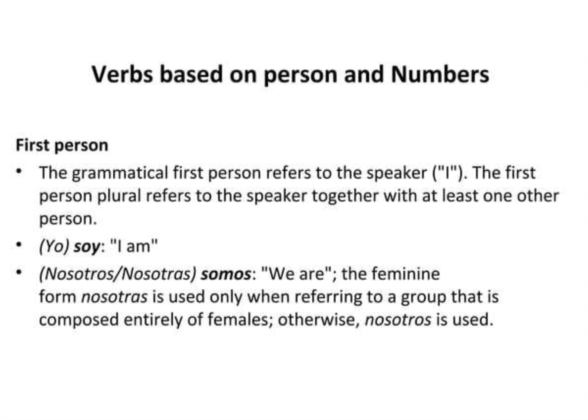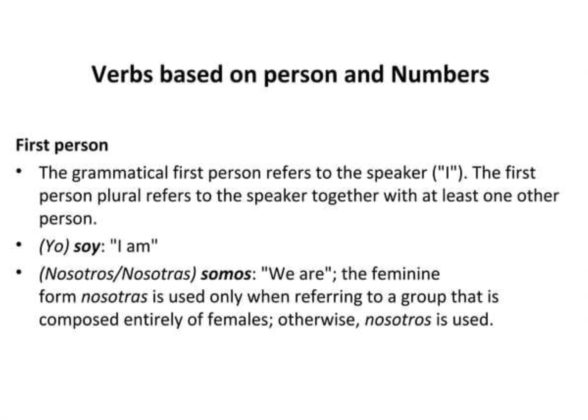The first person refers to the speaker, I. So yo soy means I am. Nosotros or nosotras means somos, we are. We includes us, and nosotros means we. It would be considered first person because it includes the person who is talking, in this case, me.